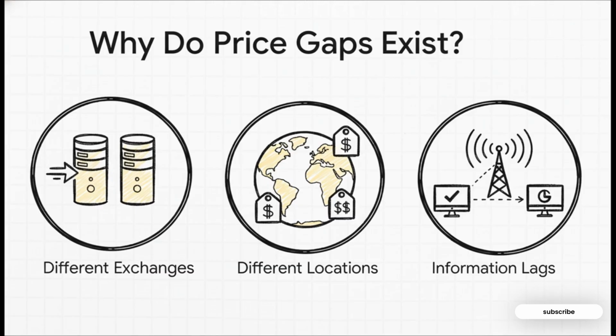But wait a minute, you're probably thinking, aren't markets supposed to be super efficient? So why do these gaps even happen? Well, the short answer is the system just isn't perfect. You've got different exchanges, right? And they don't move in perfect lockstep. Then there are different locations. Prices can get weird because of local taxes or rules. And the big one, time and information lags. News can hit one place fractions of a second before another. It's these little cracks, these tiny imperfections that create the whole opportunity.